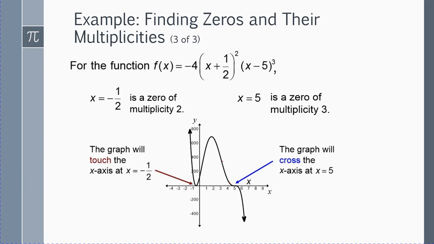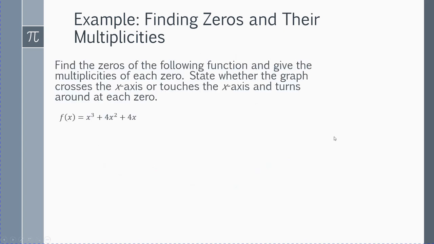All right, so there was a lot going on there, but it's really important to understand this multiplicity, this turning, or if it goes through it. All right, let's do one more, just so you can see. Let's find the zeros of the following function and give the multiplicities of each zero. State whether the graph crosses the x-axis or touches the x-axis and turns at each zero.